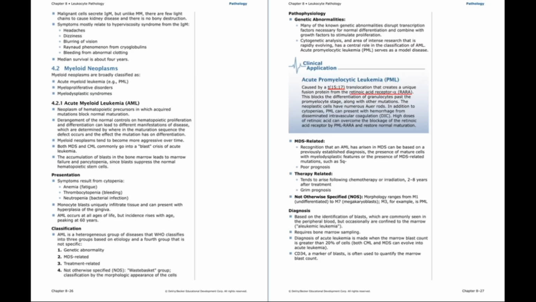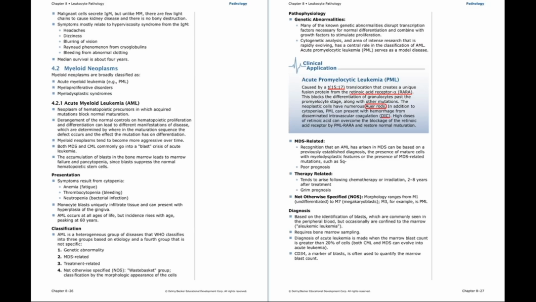This blocks the differentiation of granulocytes past the promyelocyte stage. The neoplastic cells often have numerous Auer rods, and in addition to the cytopenias typical for any acute leukemia, APL can present with hemorrhage from DIC. High doses of retinoic acid can overcome the blockage of the retinoic acid receptor by the PML-RARA protein and restore normal maturation. So amongst the acute myeloid leukemias, APL has the best prognosis.